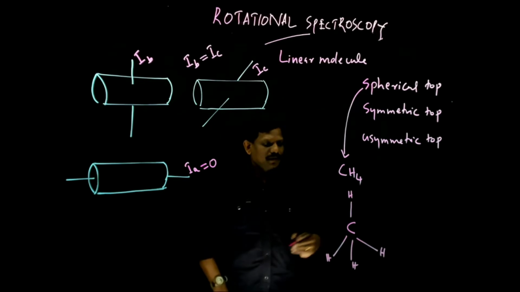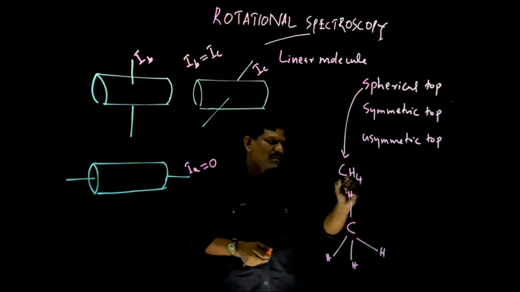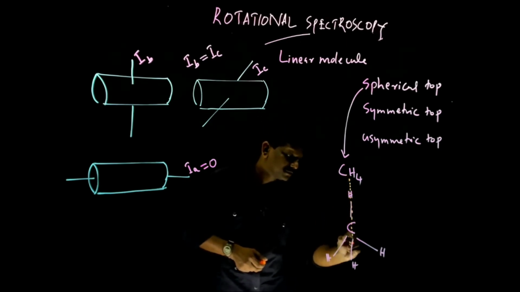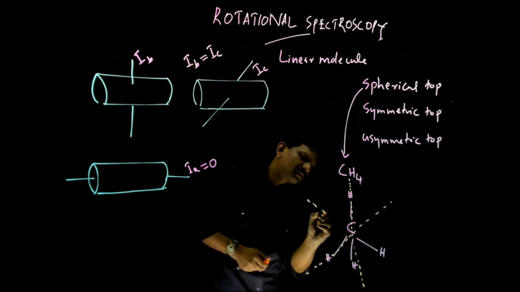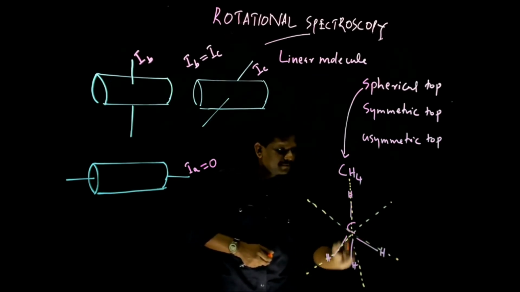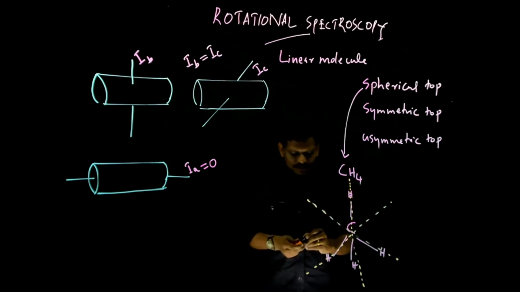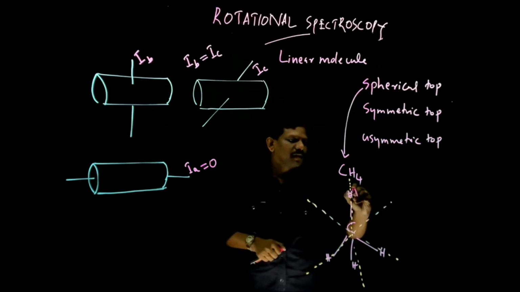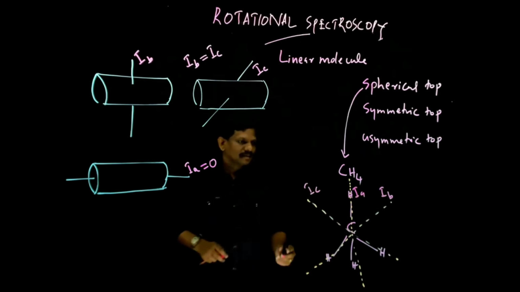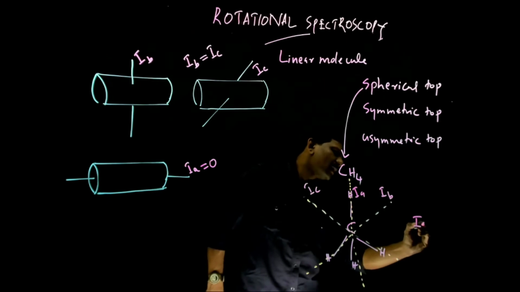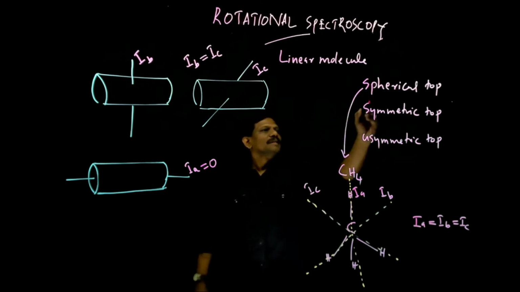Here you can draw the rotational axes like this. One is through this hydrogen, one through this hydrogen, another through this hydrogen, like this. So you can have here also IA, IB and IC. In this type of molecule, IA is equal to IB is equal to IC. That's about a spherical top.